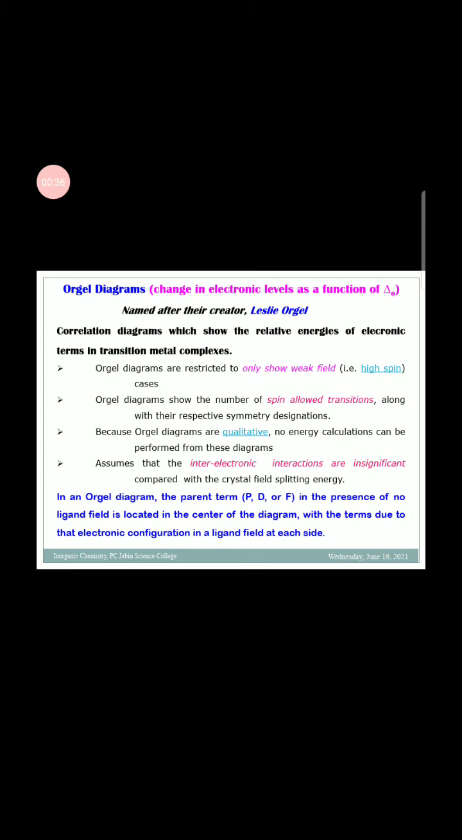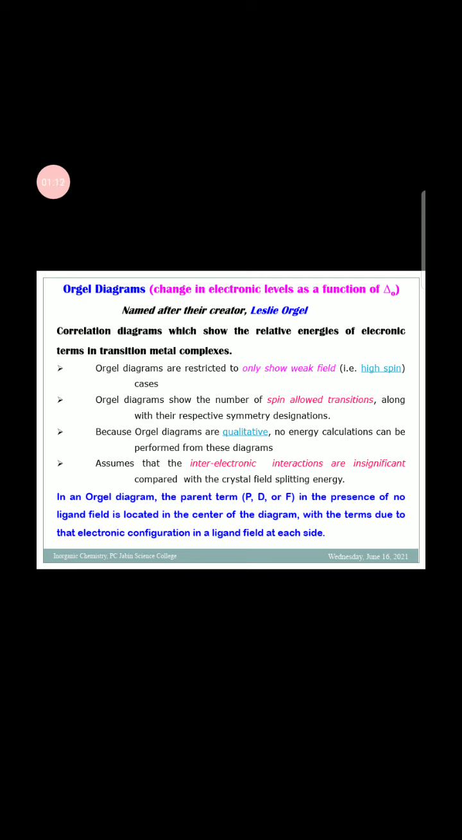First, Orgel diagrams are restricted to only show weak field, that is high spin cases. Second, Orgel diagrams show the number of spin allowed transitions along with their respective symmetry designations. Third, because Orgel diagrams are qualitative, no energy calculations can be performed from these diagrams. Next, they assume that the interelectronic interactions are significant compared with the crystal field splitting energy.